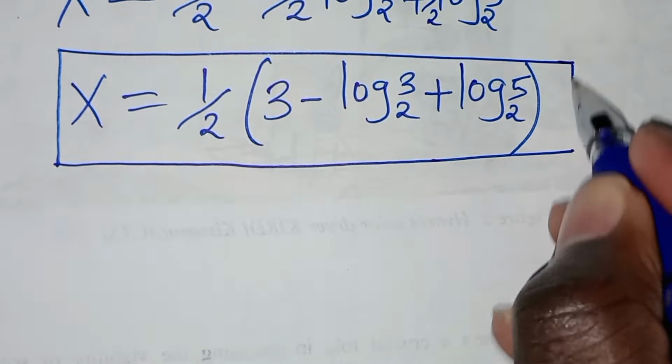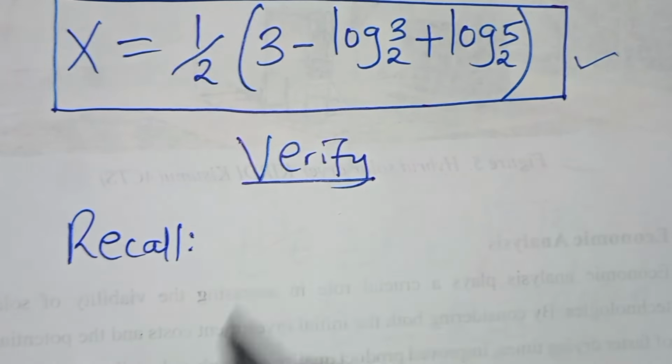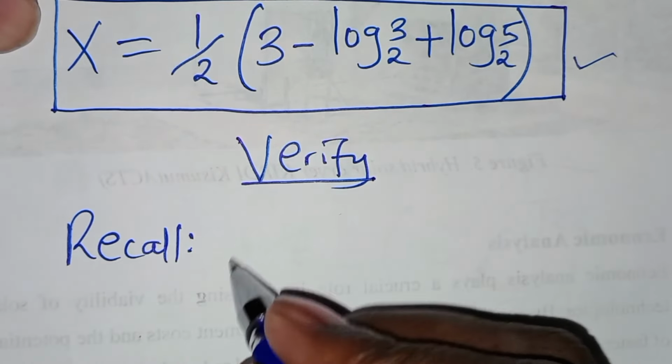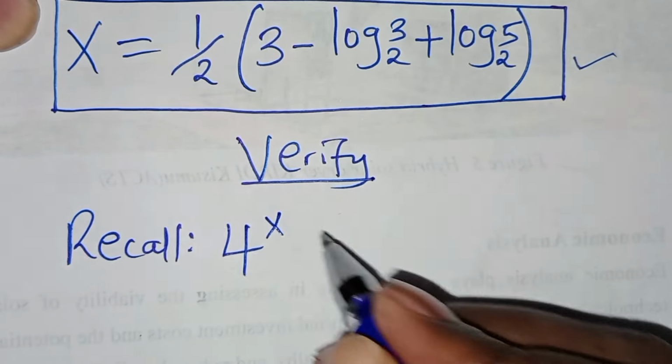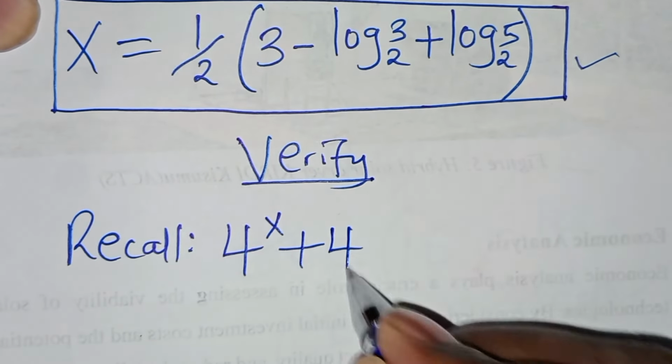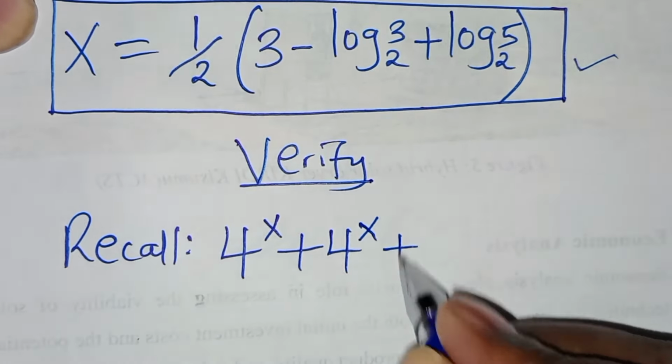The next step is to verify. Let's verify that this value of x satisfies the equation. Now, if you recall here, we have 4 to power x plus 4 to power x plus 4 to power x. This should give us a value of 40.